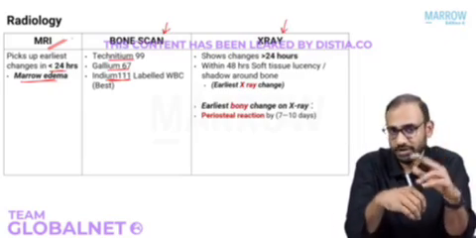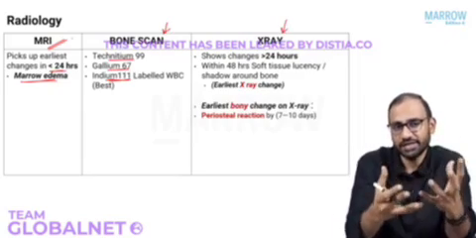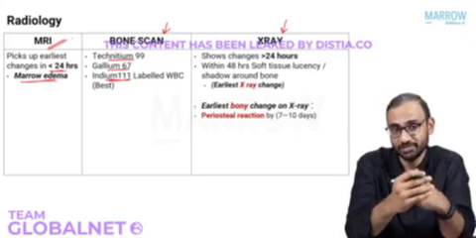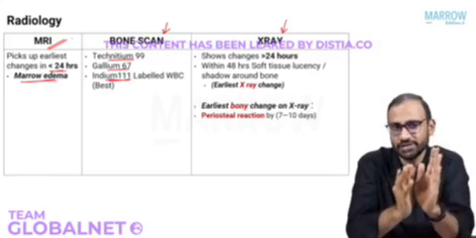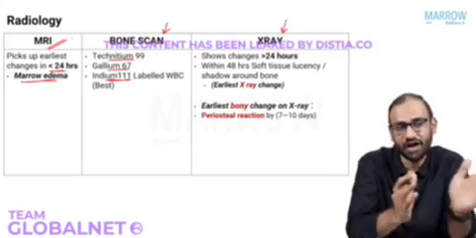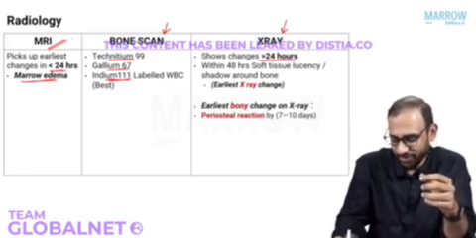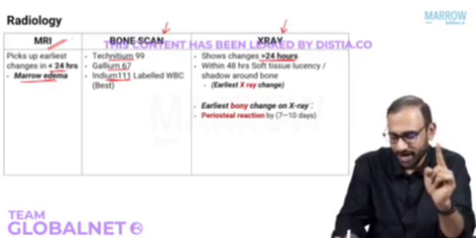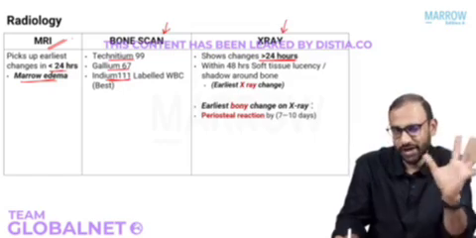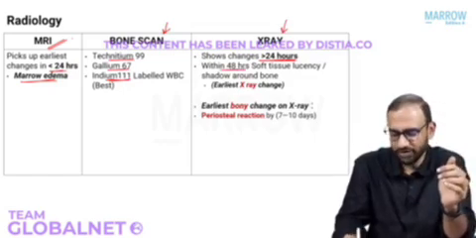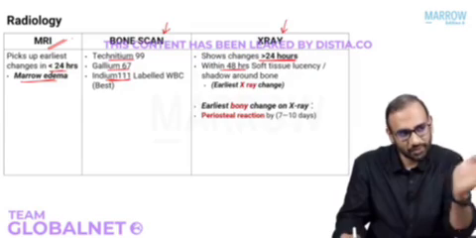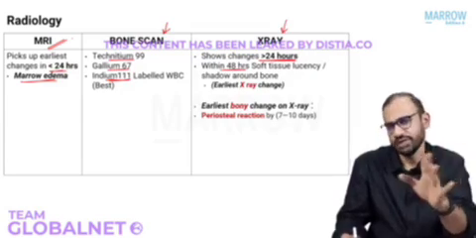Now there are two important MCQs here. When does the X-ray pick up changes earliest? X-ray usually requires 24 hours. After that, it will pick up. So X-ray changes are usually seen after 24 hours. This is important. So within 24 hours or less than 1 day, MRI, or less than 2 days, you can say X-ray.